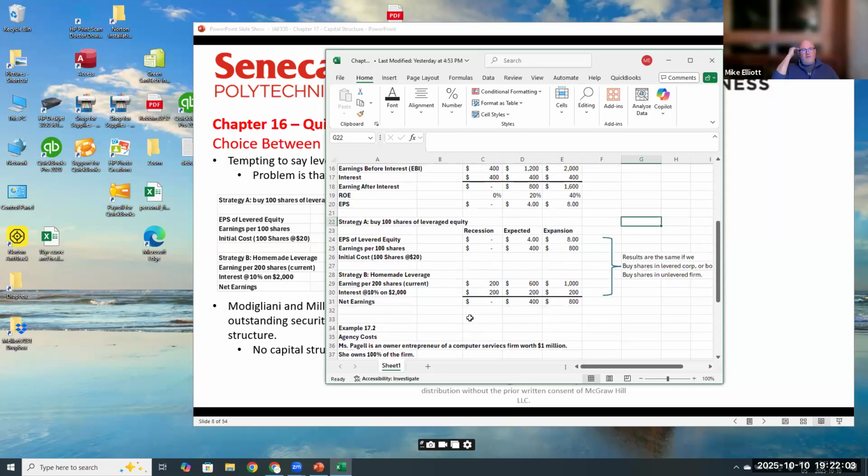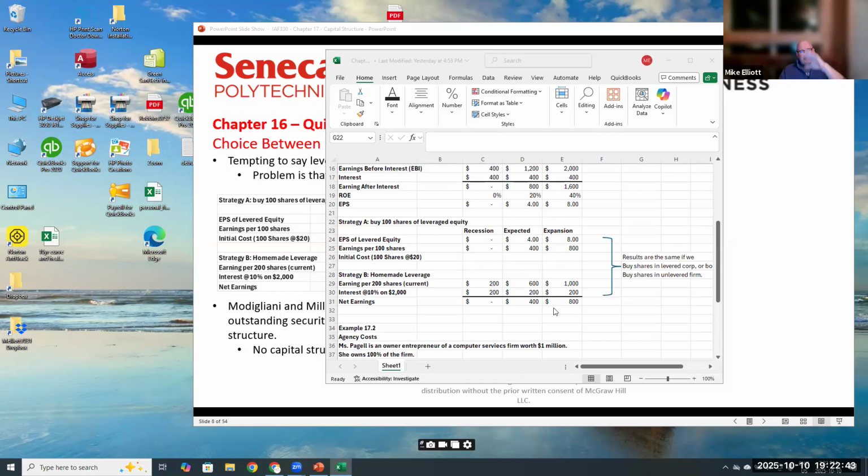Now, what happens if we use homemade leverage instead? What happens if we say we have our shares, we have our borrowed money? Can we borrow the money and change the structure with the shares to impact our net earnings versus if we had just bought the levered company? And I've only done 2 examples here, but in both of those examples, the net earnings are identical. They don't change. The capital structure is not going to change the earnings of the company.